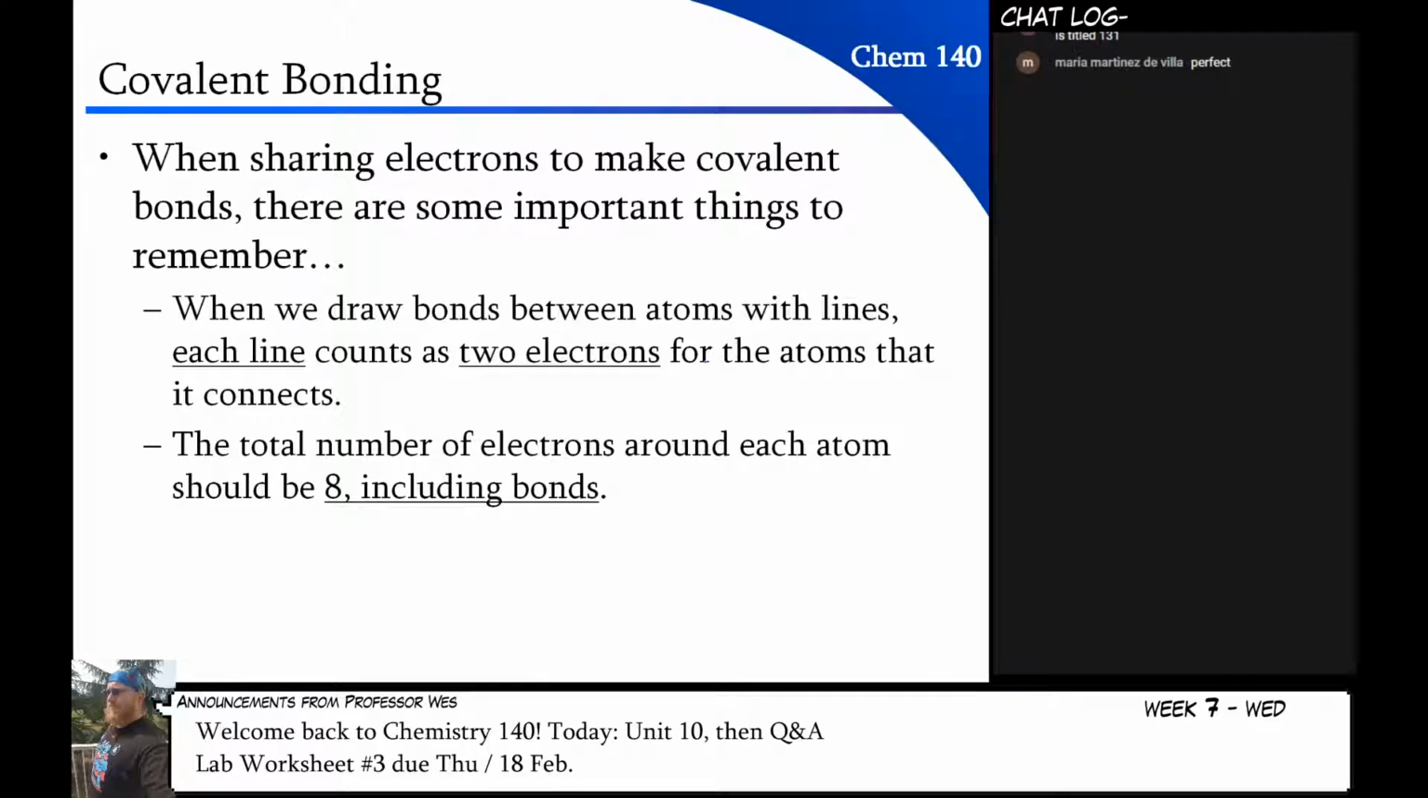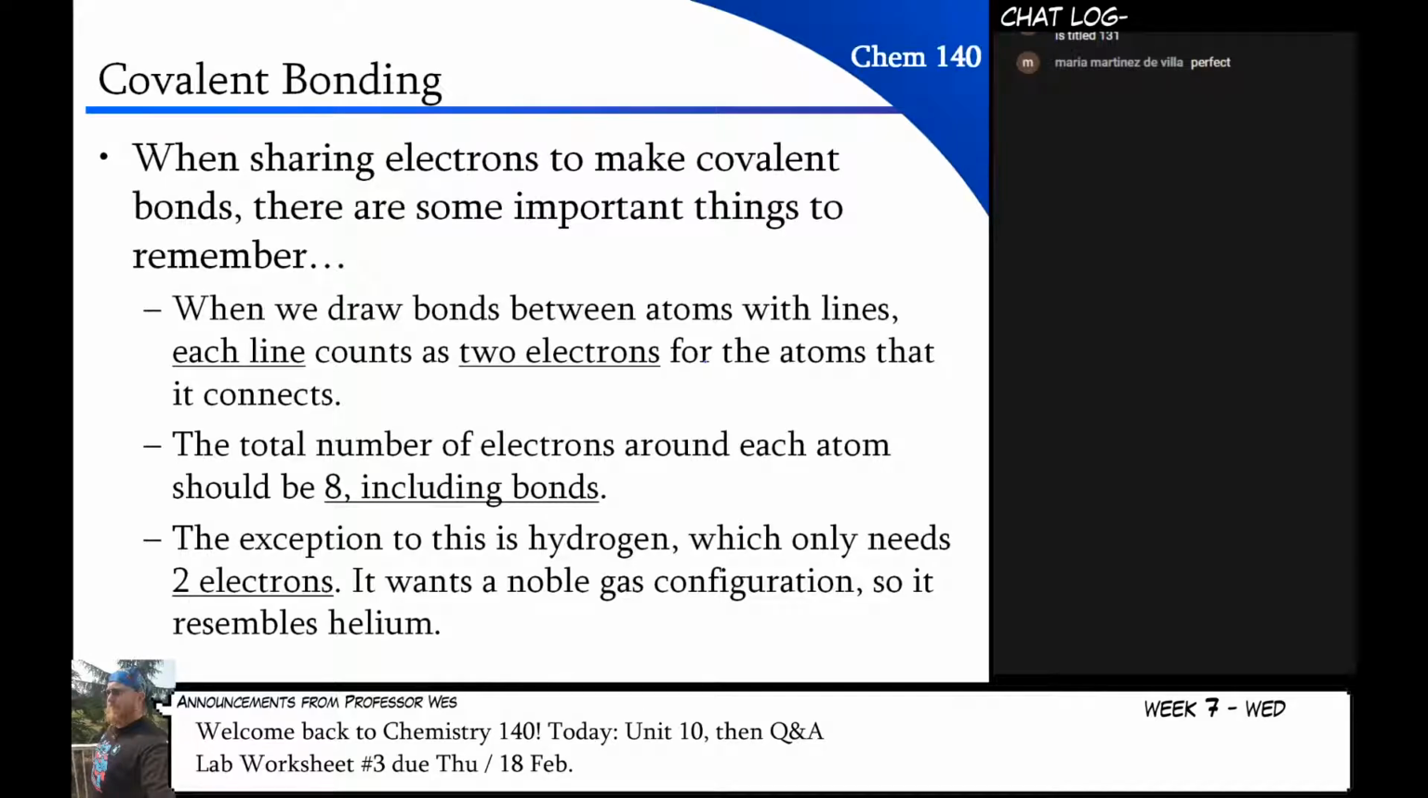Now, there is an exception to this. Not everything wants 8 electrons. The exception is hydrogen. Hydrogen only wants 2 electrons. And the reason for this is because hydrogen is small.